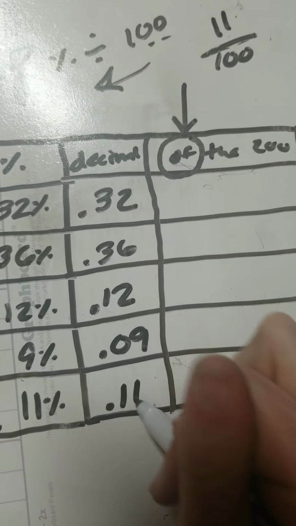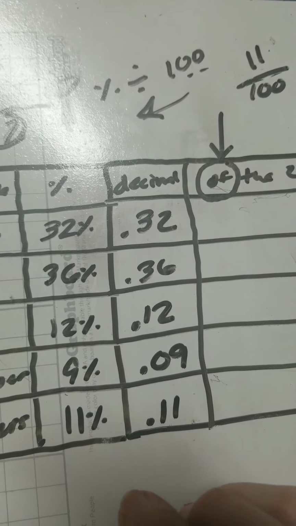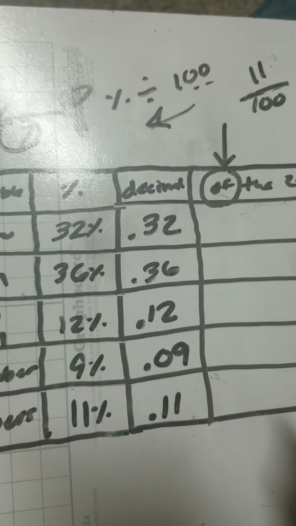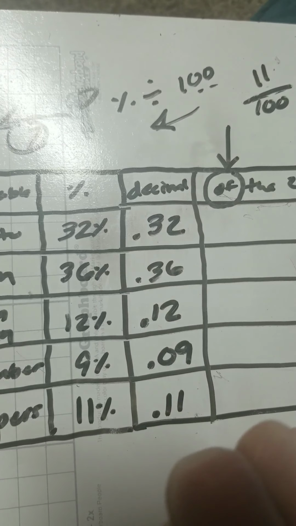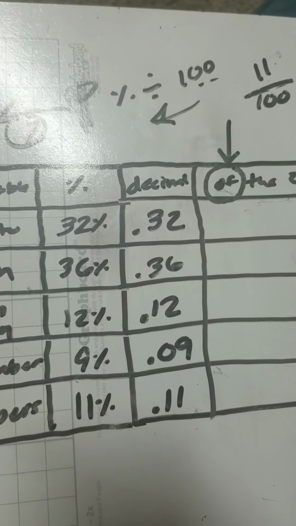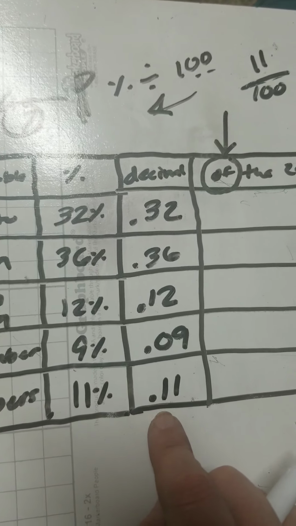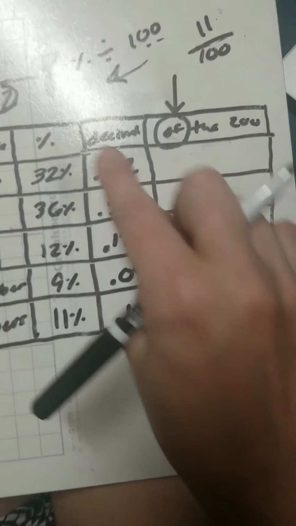So 0.11. Another thing you can do is think of the word percent. The word per means 1, and we're talking about cents, so we're really talking about pennies. If I have 32 pennies, I have 32 cents. If I have 36 pennies, I have 36 cents. If I have 12 pennies, I have 12 cents. If I have 9 pennies, I have 9 cents. And if I have 11 pennies, I have 11 cents. That is all I have to do. Then that's my percent to decimal.